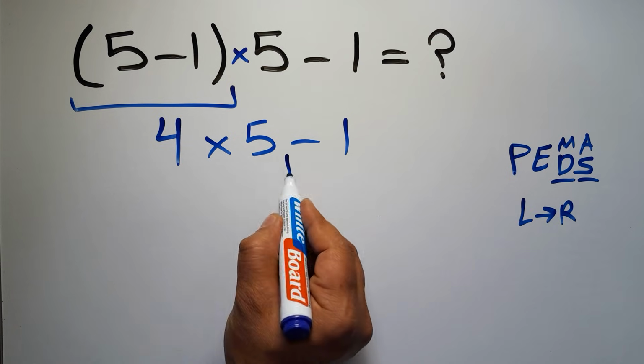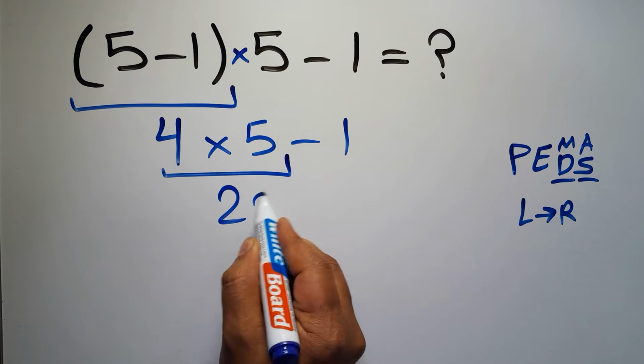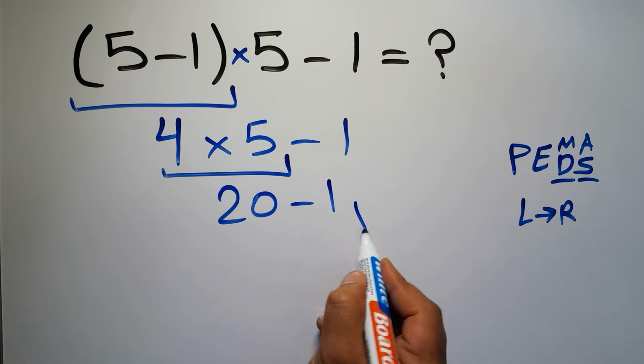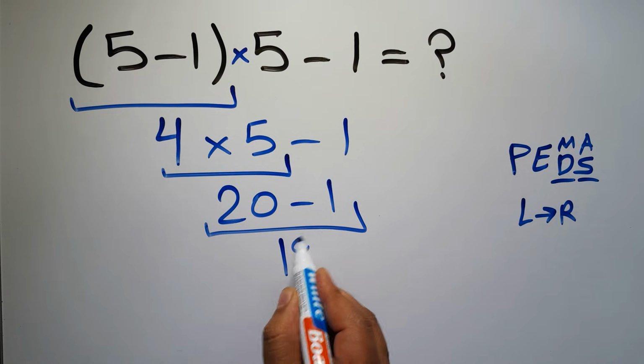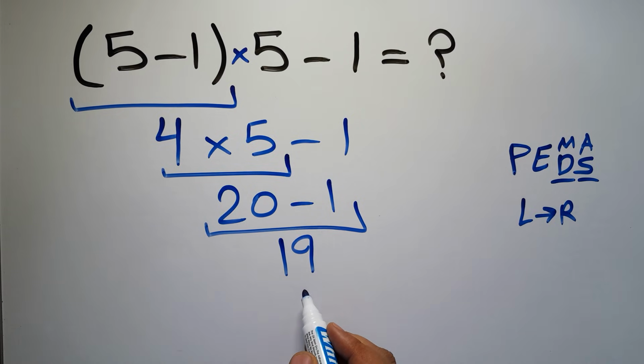4 times 5 gives us 20. So 20 minus 1, which equals 19. And this is our final answer to this problem.